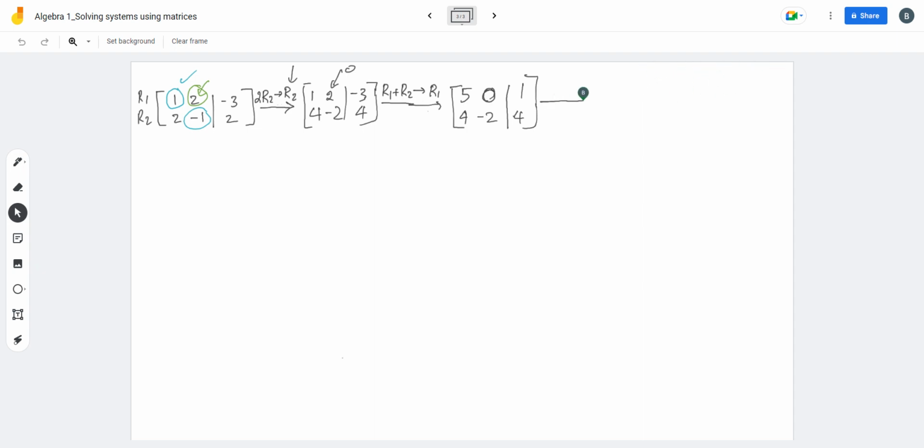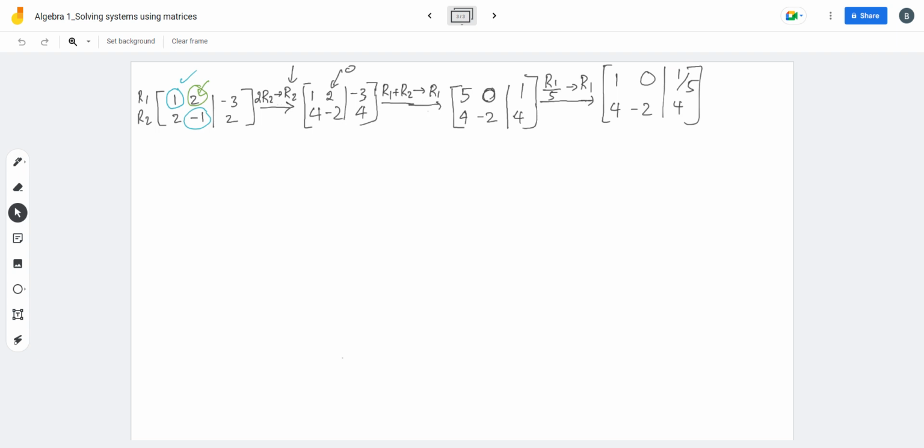Here I divide row 1 by 5, and then I write the answer to row 1. Again, row 2, you don't do anything, just rewrite it. And then row 1 divided by 5: 5 divided by 5 is 1, 0 divided by 5 is 0, 1 divided by 5 is 1 over 5. Voila, simple, simple, simple.